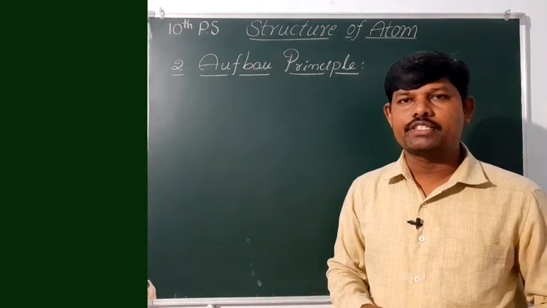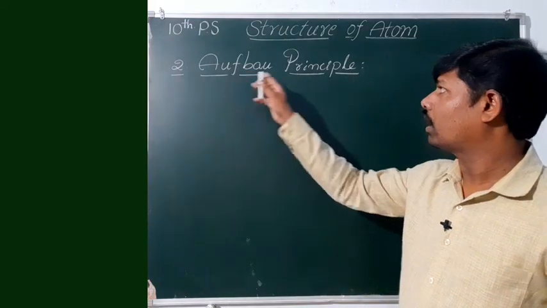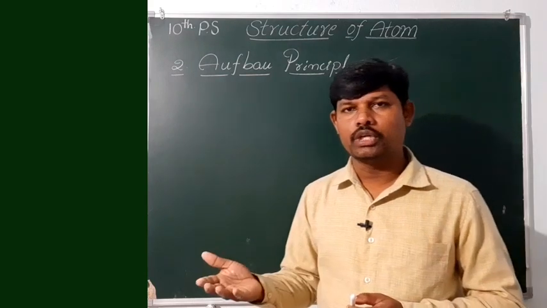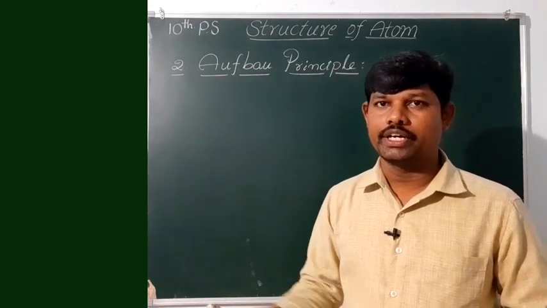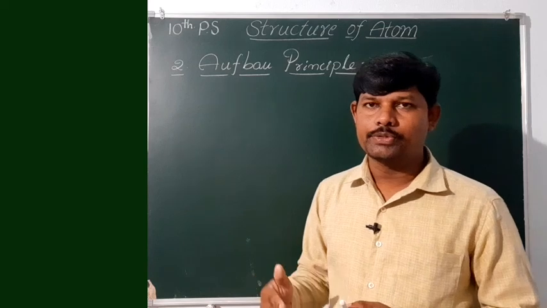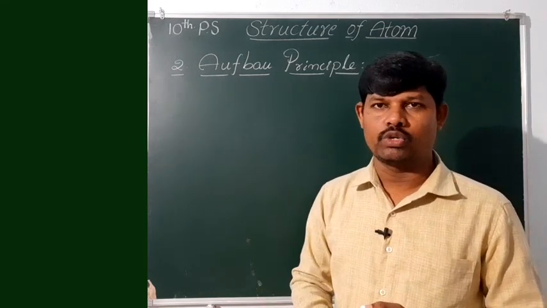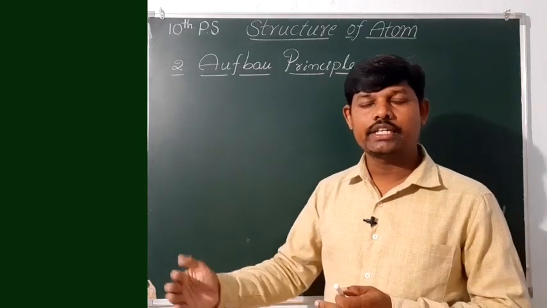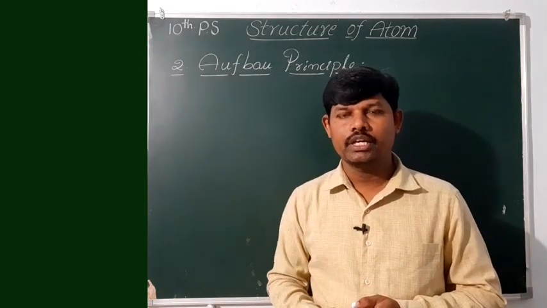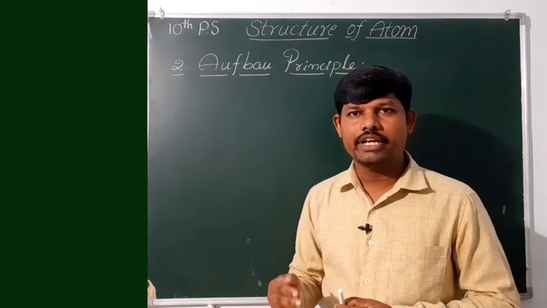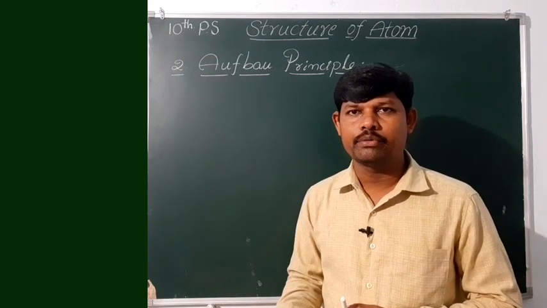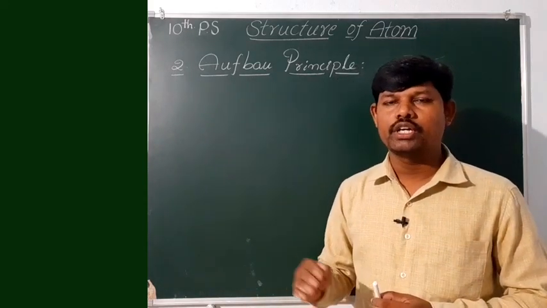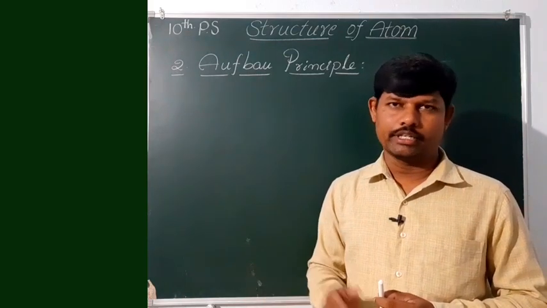The next principle is the Aufbau principle. As we move from one element to another in the higher energy, the atomic number also increases. Hydrogen has 1, helium has 2, and lithium has 3. So as we move like that, the atomic number also increases. As the atomic number increases, every time one electron is added to the atom. That means the number of electrons also increases along with the atomic number.